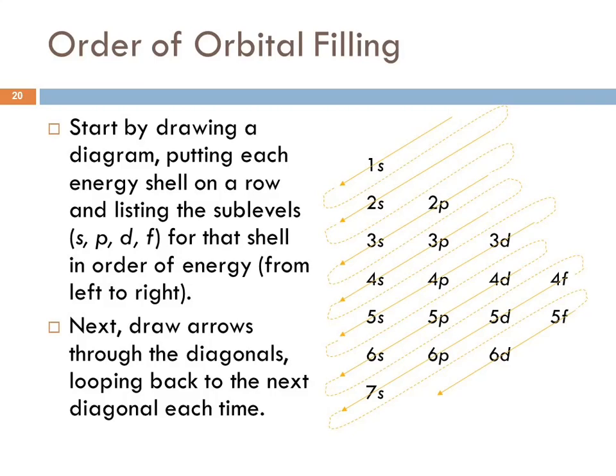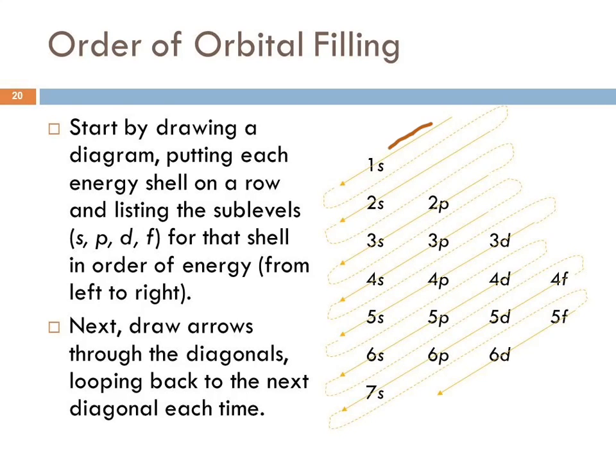So this is one way that you can remember the order of filling. And some people like this. You start by drawing a diagram, and you've got an energy shell on a row, and then you list the sublevels. So 1s, 2s has 2 of them, 3s has 3, the 4 has 4, the 5 actually has 5, but we're never ever going to go over there. But you fill them up like this, and then to find the order, you draw diagonal lines.